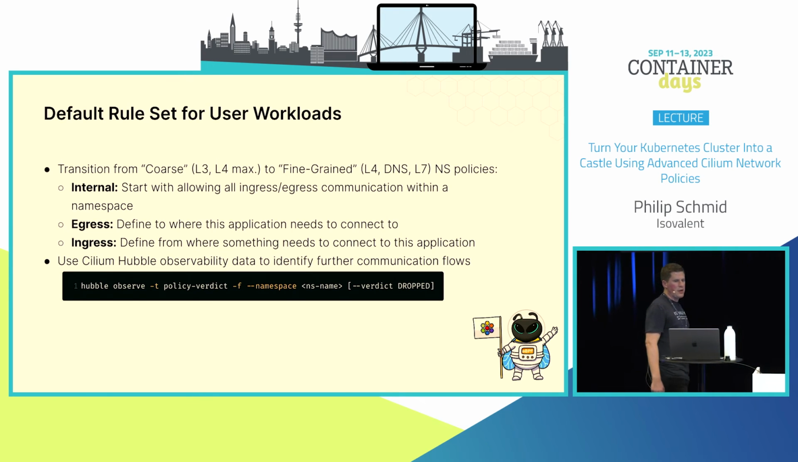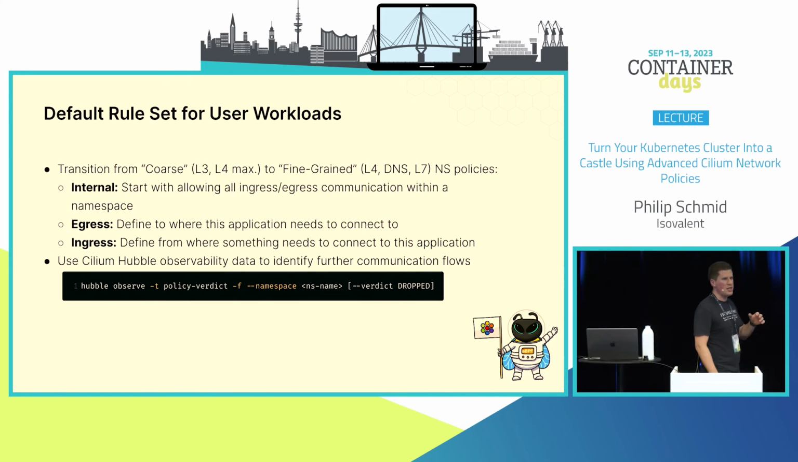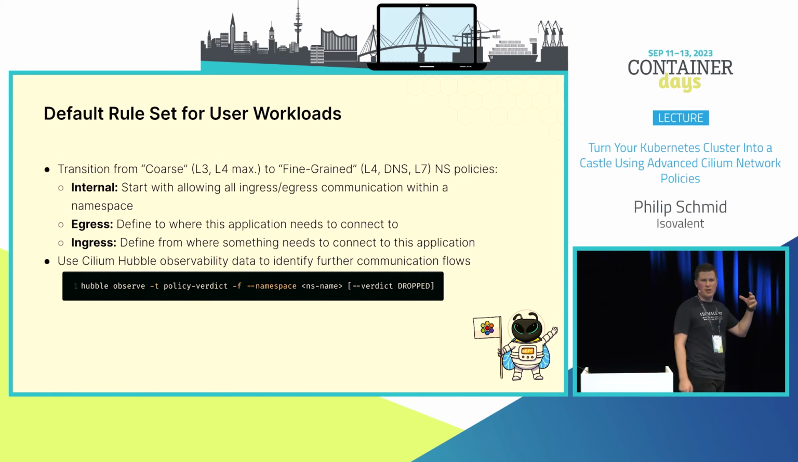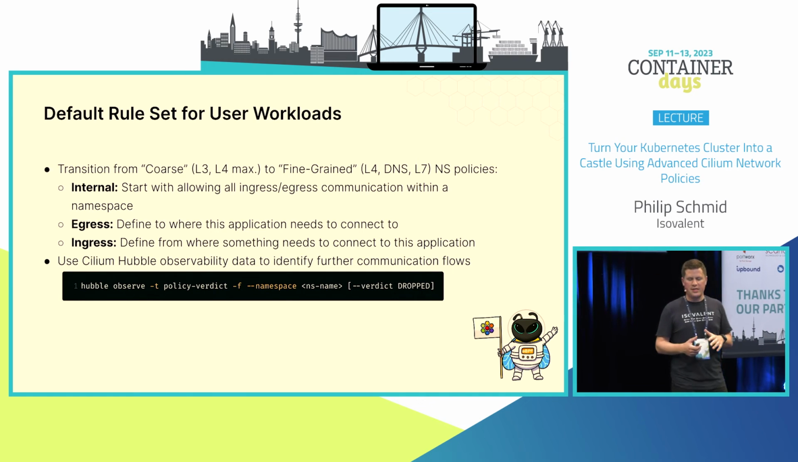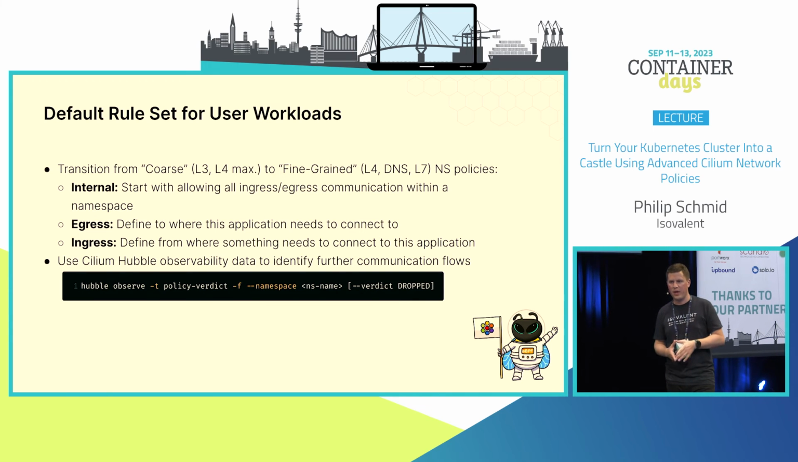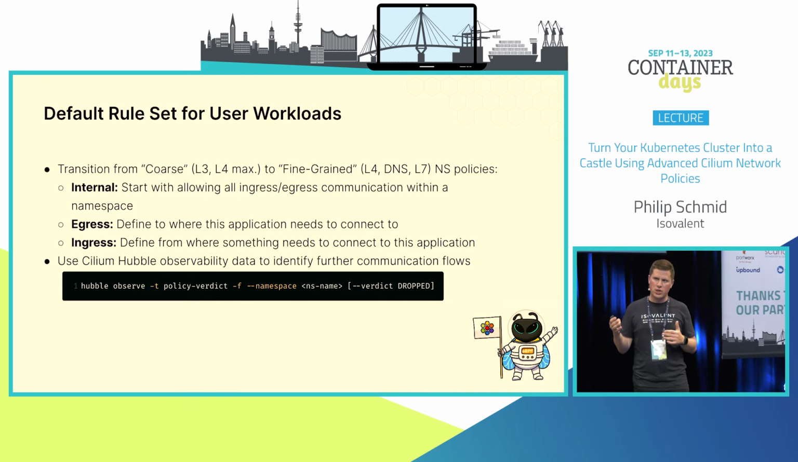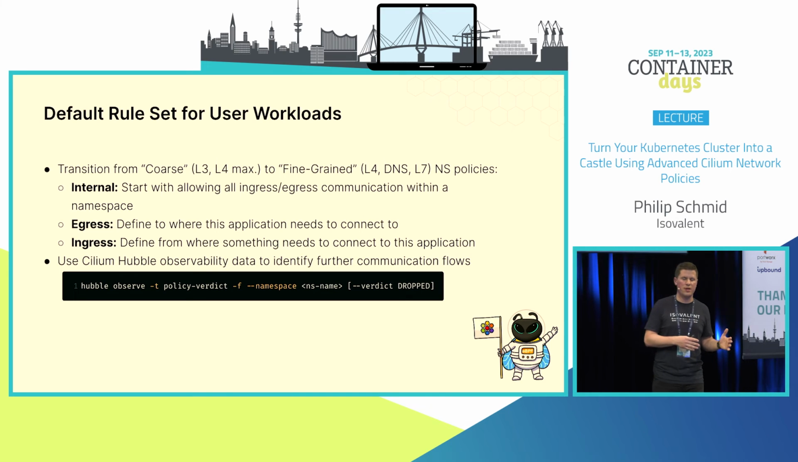Now, let's talk about creating a default rule set for our user workloads in combination with the policies we just applied and had a look at. So here, as a general rule of thumb, I would recommend you to try to transition from a more coarse to a more fine-grained approach. So try to start with layer 3, maximum layer 4 policies, and work towards more specific ones with additional constraints, such as adding additional ports, layer 4 stuff.